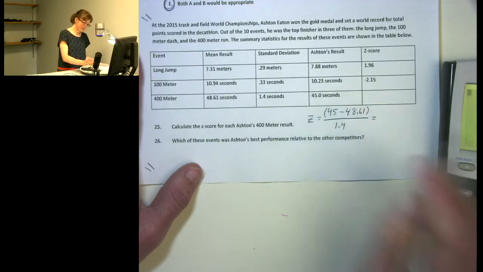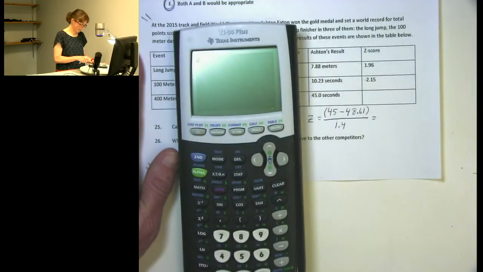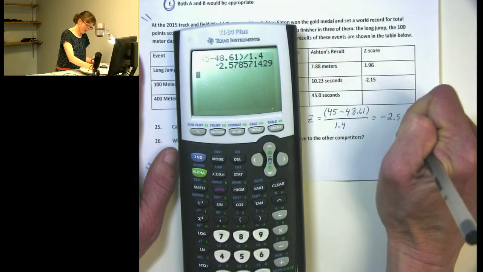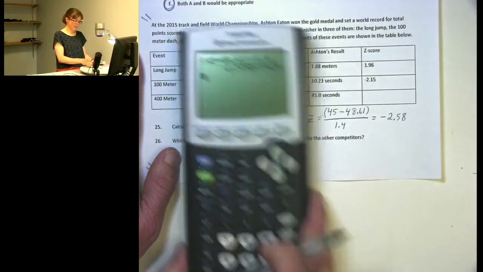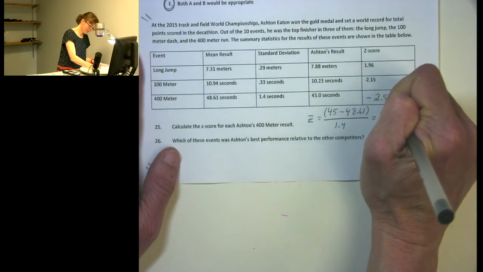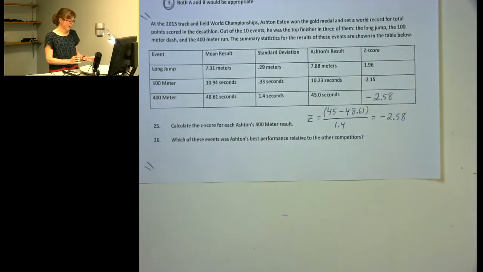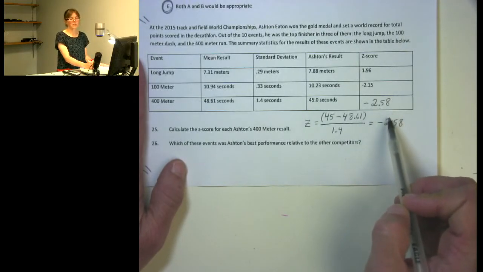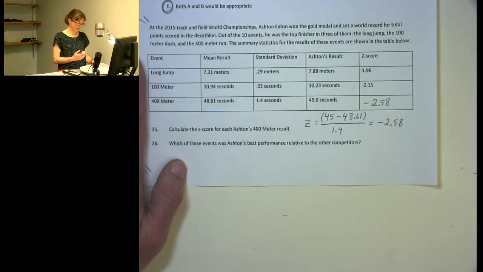seconds. When I put this all into my calculator, I get 45 minus 48.61 divided by 1.4 gives me negative 2.58 as his z-score. So I'll put that in here. His time in the 400-meter run was 2.58 standard deviations faster than average.